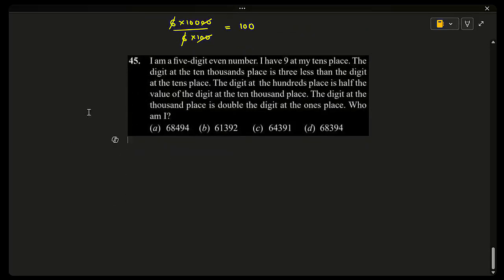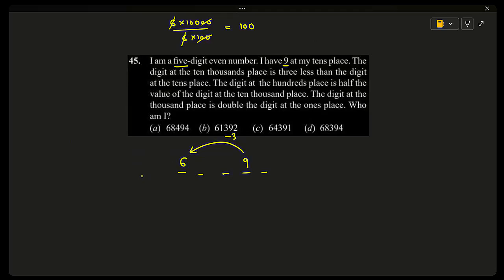Forty-fifth question. I am a 5-digit even number. So 1, 2, 3, 4, 5. I have 9 at my tens place. The digit at the 10,000s place is 3 less than the digit at the tens place. So ones, tens, hundreds, thousands, 10,000s. From 9 it is 3 less. 9 minus 3 is equal to 6.